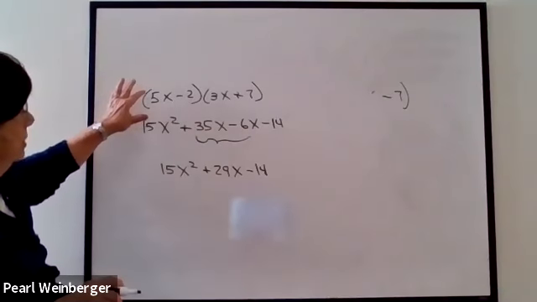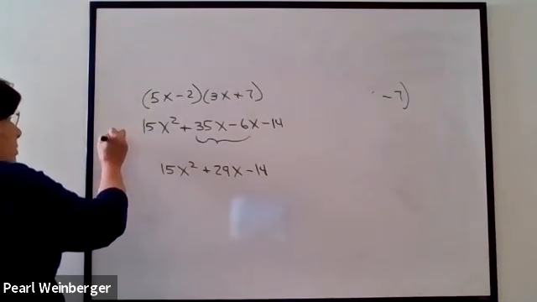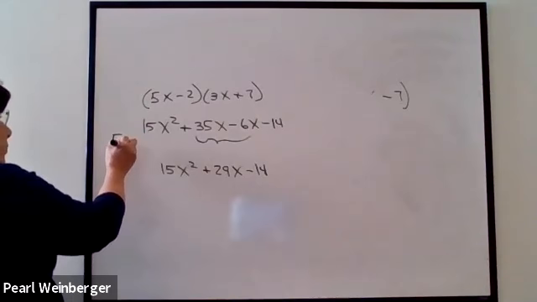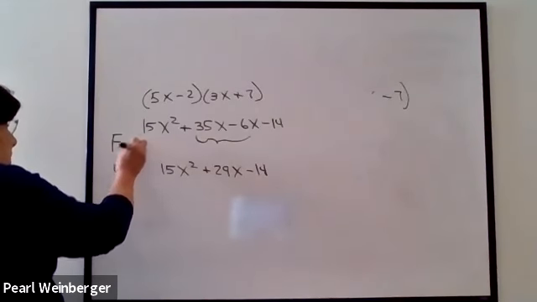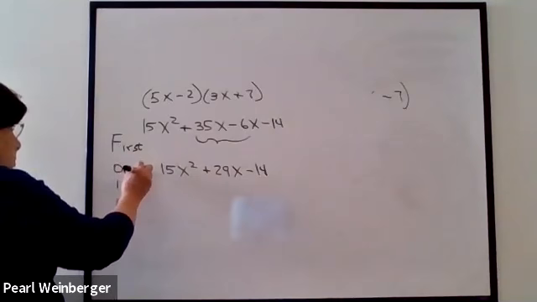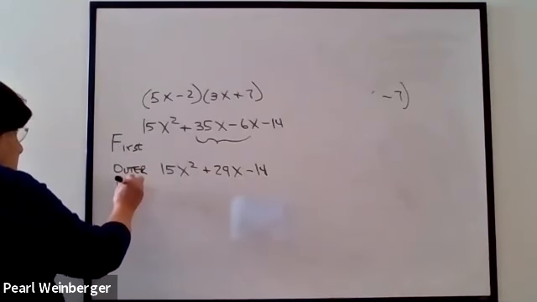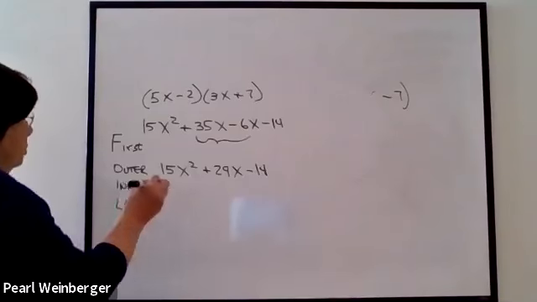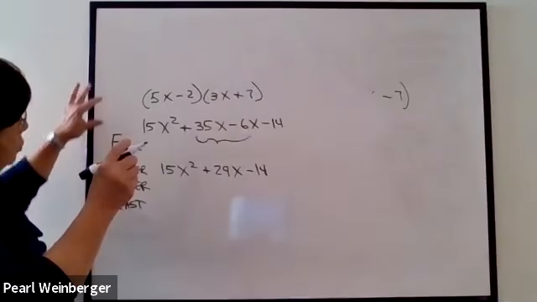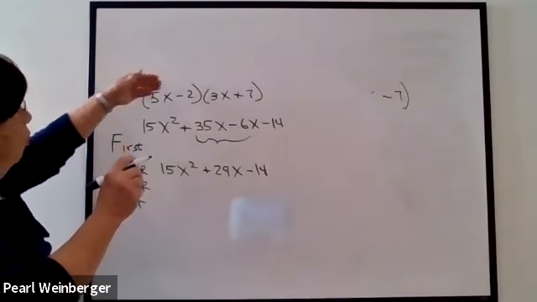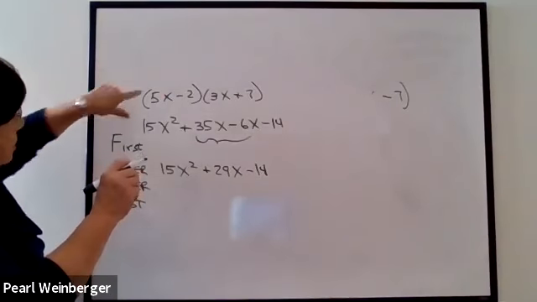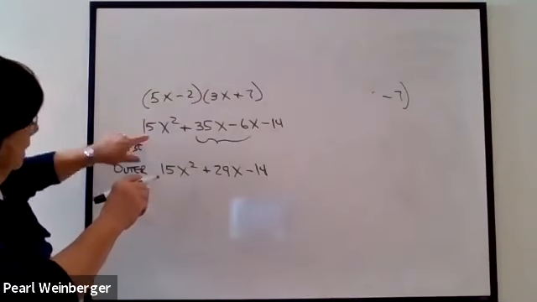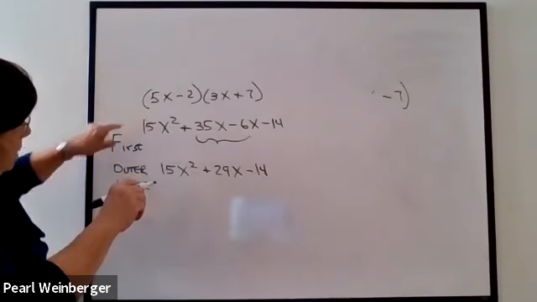Notice this is also sometimes called FOIL, for first, outer, inner, last. It's just a reminder that we have to make sure to multiply all four things together. First is the 5x times the 3x. Those are the two first terms. That gave us the 15x squared.